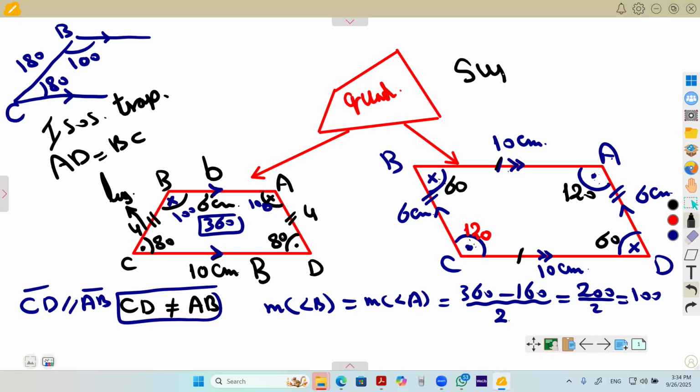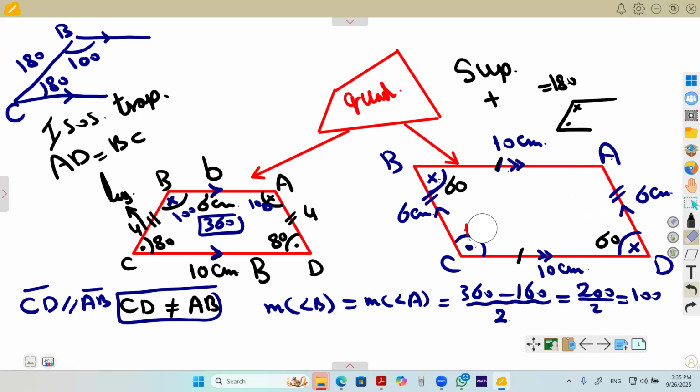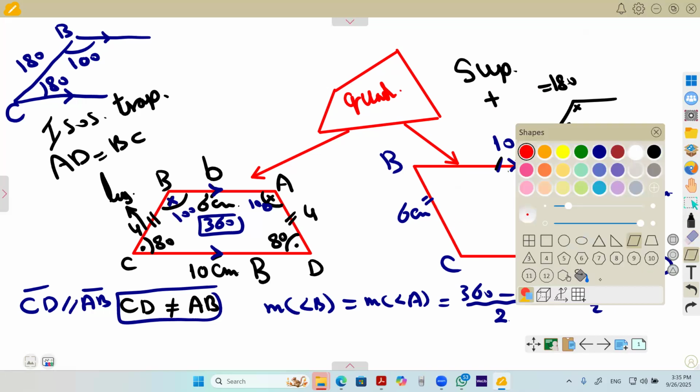What is the meaning of supplementary? It means that their total equals 180 because they formed two interior angles. Okay? What about the last property, the fifth property? It's special for the diagonals. Did you know what's the meaning of the diagonals? The diagonals are the sides that join between two non-consecutive points.